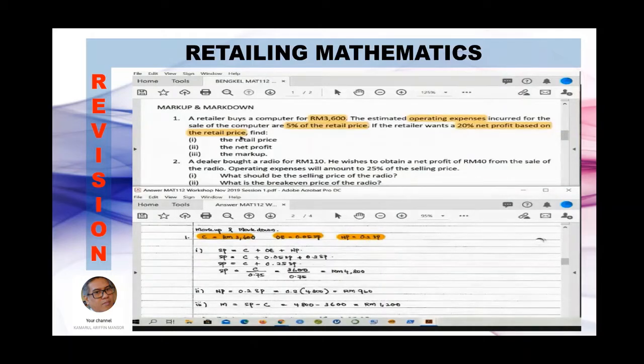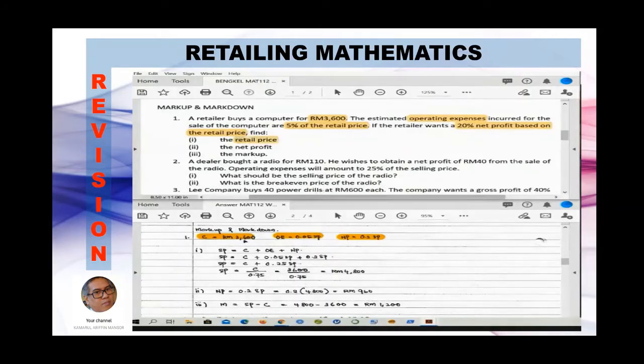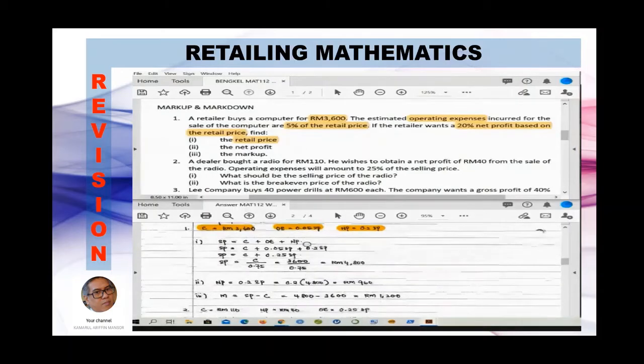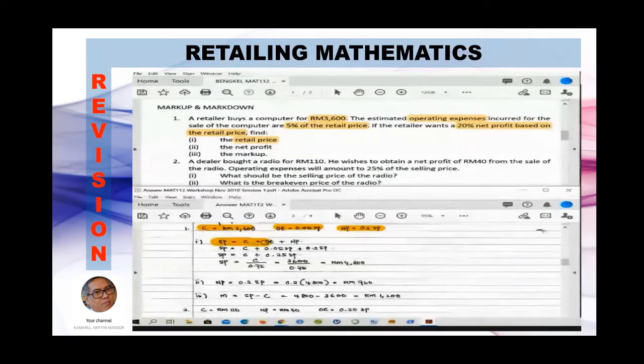Okay, the first question asks you to find the retail price. So maksudnya dia suruh cari nilai SP. Untuk selesaikan yang ni, the general formula untuk selling price adalah SP equals C plus M, cost plus markup.